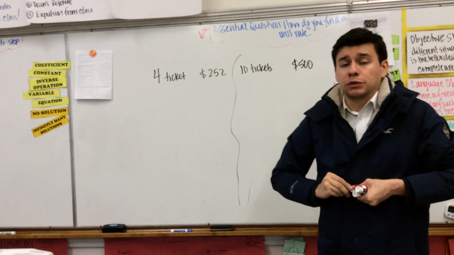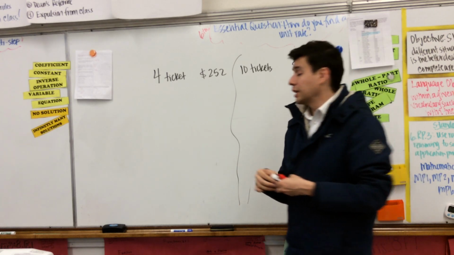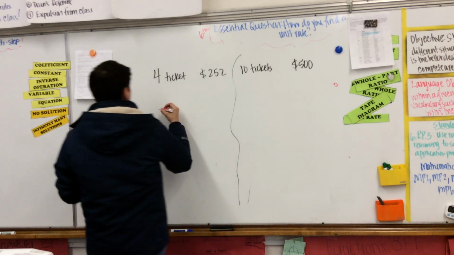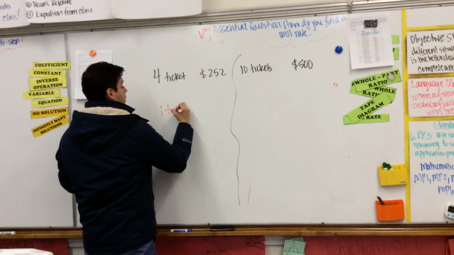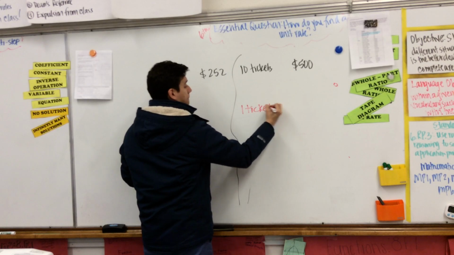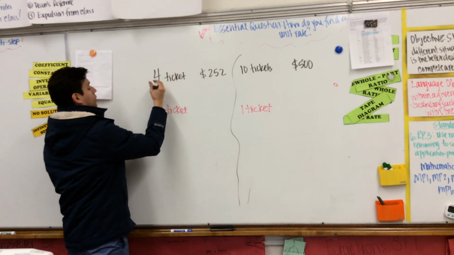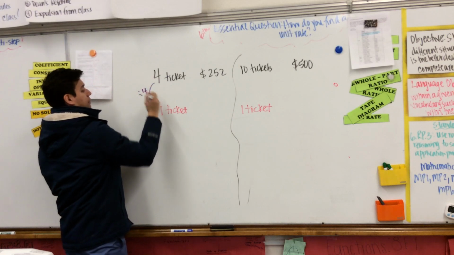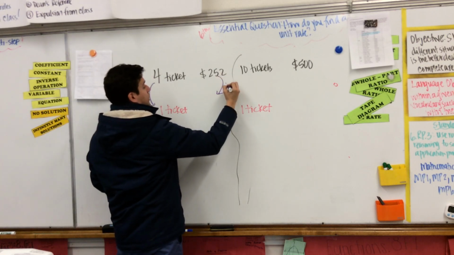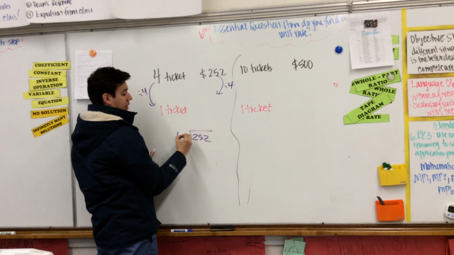Well, obviously, to figure out who's getting the better deal is like how much will they sell one ticket for? So that's how we're going to determine which is the better deal. So I want 1 ticket here, and I also want 1 ticket here, right? I want to figure out my unit rate. In order for me to do so, I just divide. 4 divided by 4 will give me 1. So I also have to do it on this side. So 252 is my dividend divided by 4.